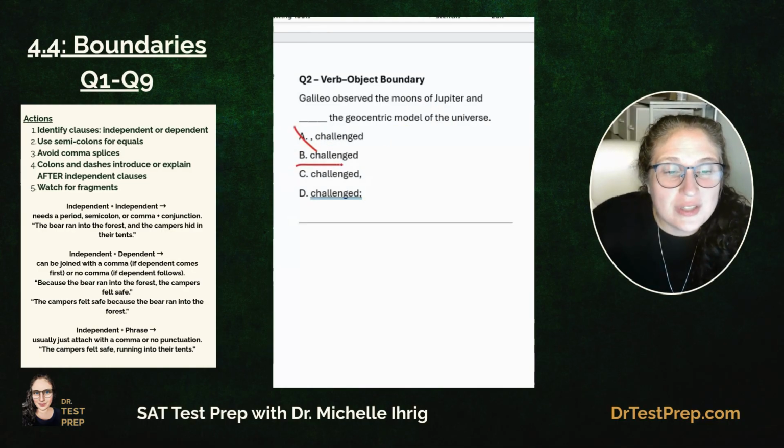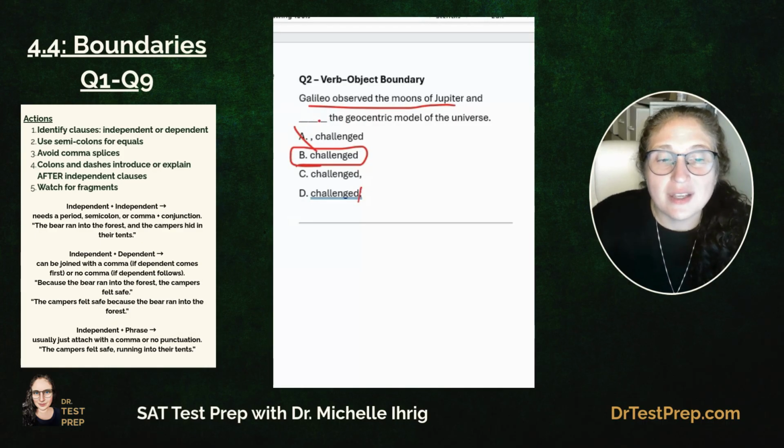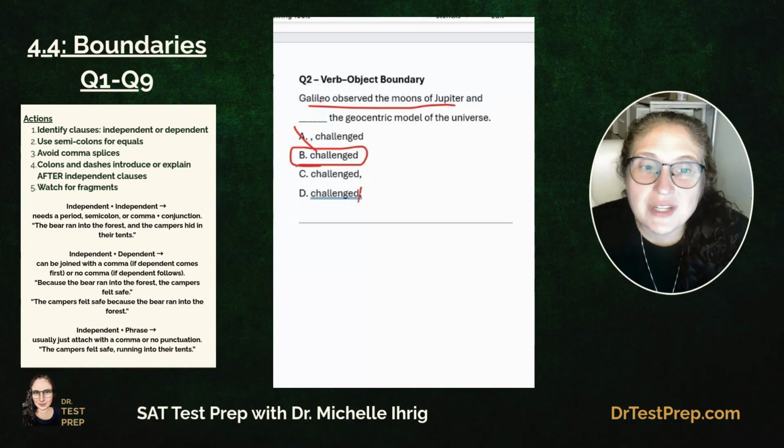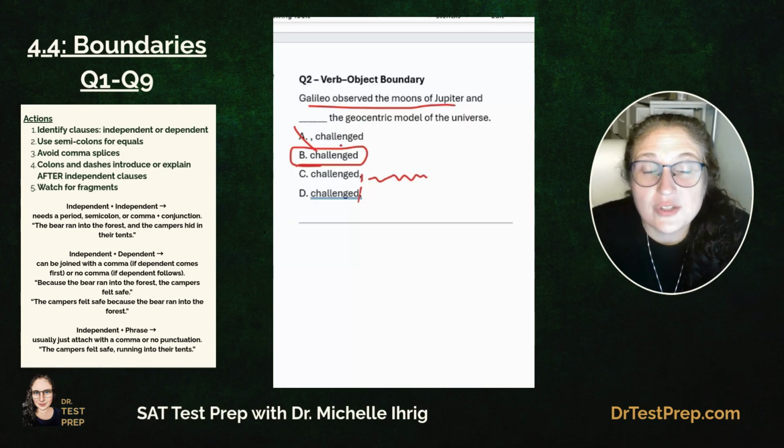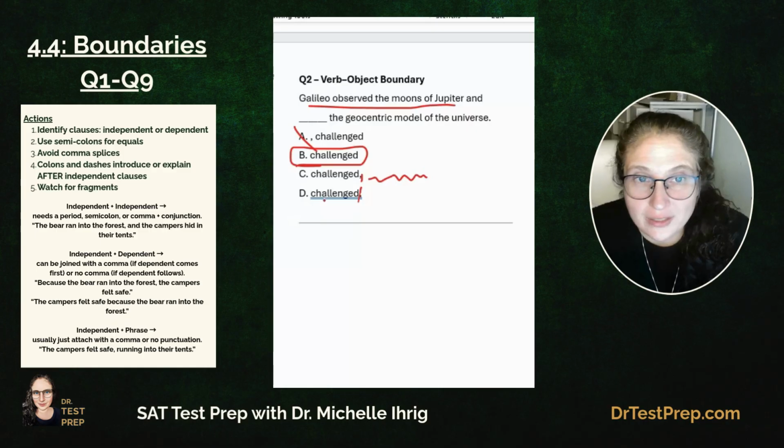And challenged, this is the one it's going to be, because he observed the moons and he challenged. If we just put challenged here, it's not going to be semicolon because we don't know who challenged it. We have to have Galileo as part of the sentence. And again, rarely will we have a comma afterwards for these short sentences unless we have some kind of descriptor phrase, which we don't. So it's just going to be B, and challenged.